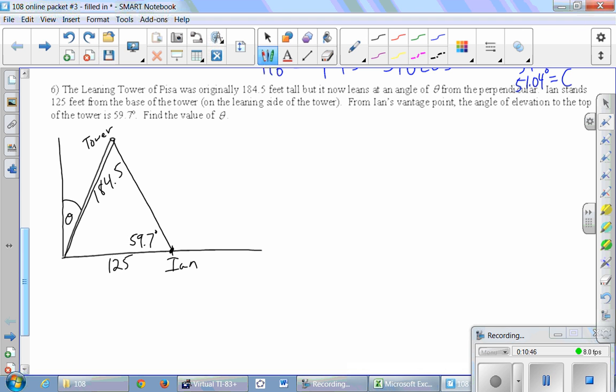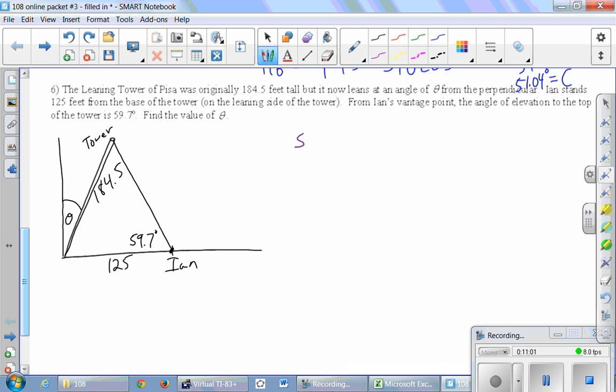So we're going to try to find the angle theta. We're going to use the law of sines in this problem. Again, I'll give you hints as to how you know when to use the law of sines versus when to use the law of cosines, but just go with me on this.